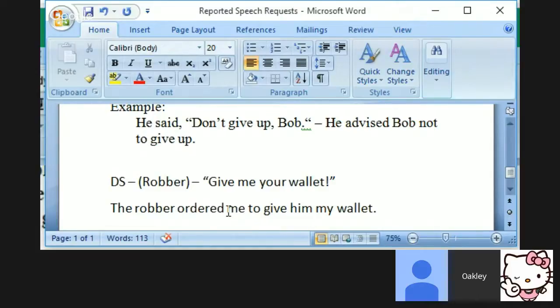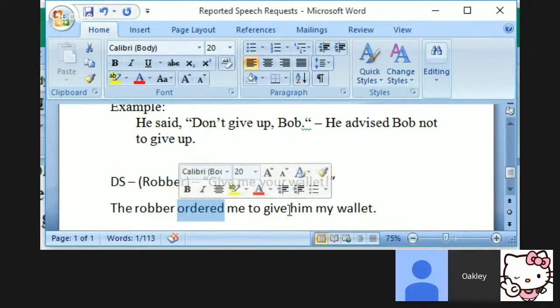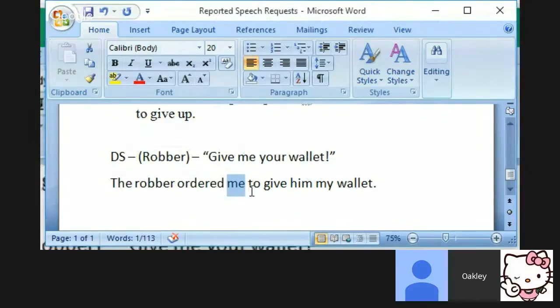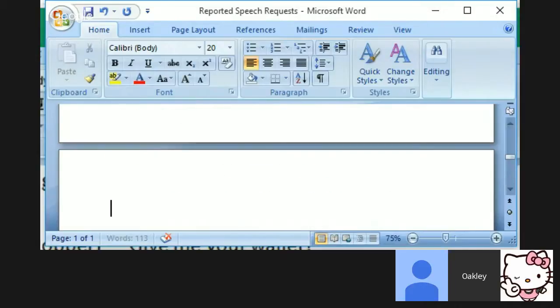The robber ordered me. Excellent choice. Yet another speaking verb, past tense. Notice the shift in pronouns to "give him," because "me" becomes "him," right? And the infinitive. There we go. The robber ordered me to give him my wallet. Excellent. Good job.